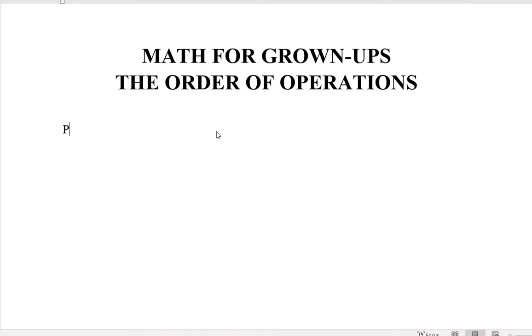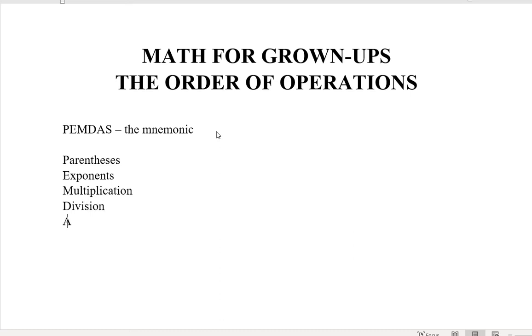Now they say, okay, PEMDAS is the mnemonic for remembering the order of operations. P is for parentheses, and then E is for exponents, and then M is for multiplication, and D is for division, A is for addition, and S is for subtraction. And these terrible teachers are saying that this is the order in which you do things. That is not true. What you have to do is multiplication and division, whichever one comes first, from left to right.